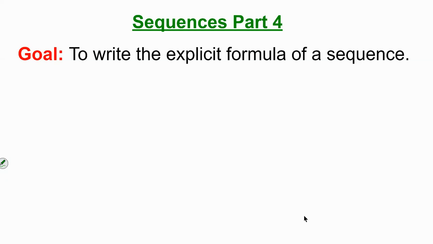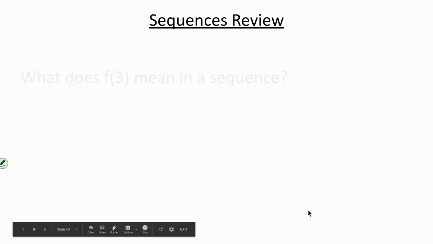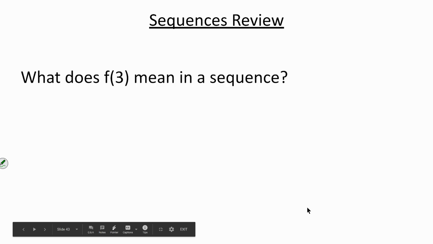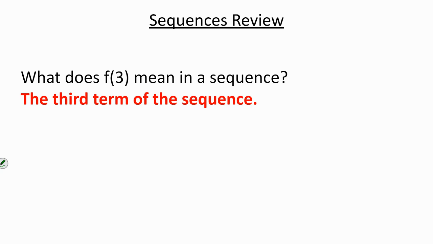This is the last video of a 4-part series on arithmetic sequences for Algebra 1. Let's do some review before we get to new content. First of all, what does f of 3 mean in a sequence? F of 3 represents the third term of the sequence. Remember that the number on the inside tells us what term we're looking for. So if I put f of 1, I'm looking for the first term. F of 5, I'm looking for the fifth term, and so on and so forth.